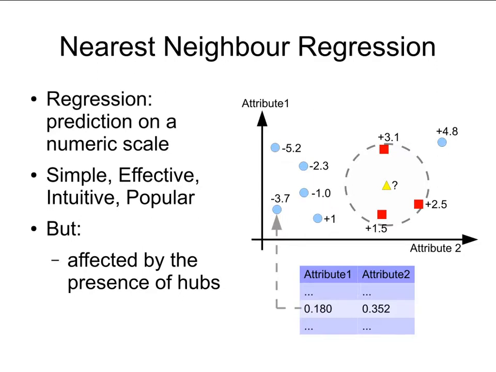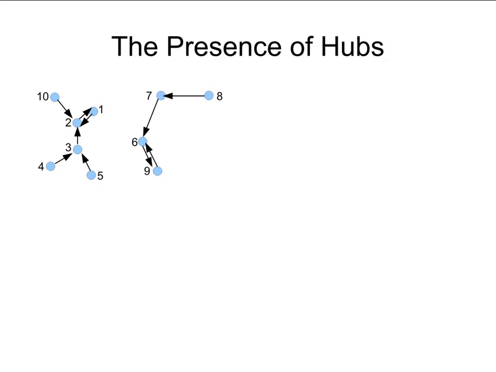One of the most popular regression schemes is the nearest neighbor regression illustrated in this slide, in case of which the value of the target for a new instance is estimated as the average of the target values associated with the nearest neighbors. Although nearest neighbor regression is intuitive, simple to implement, and surprisingly effective in many cases, nearest neighbor models are affected by the presence of hubs.